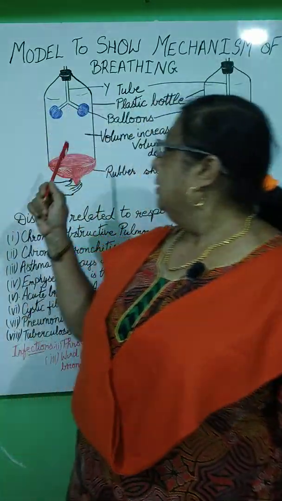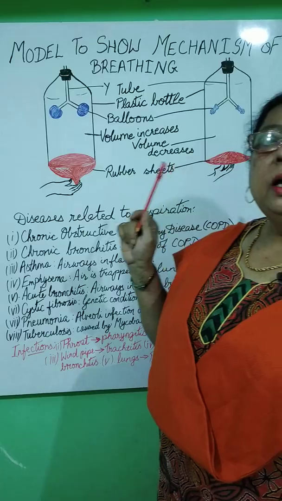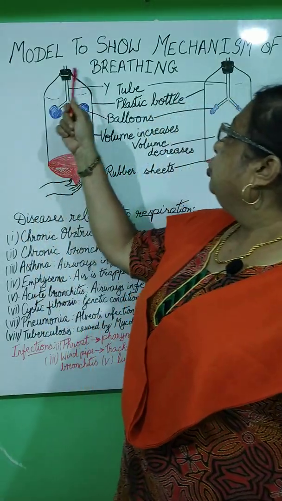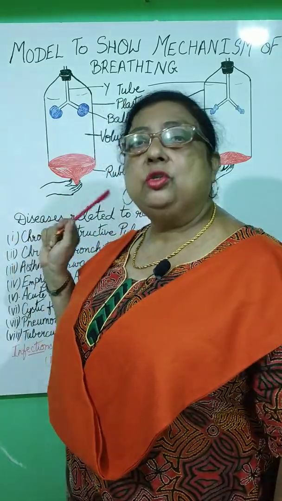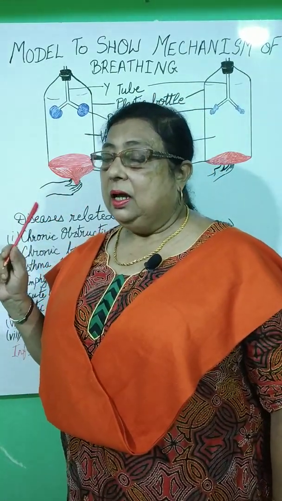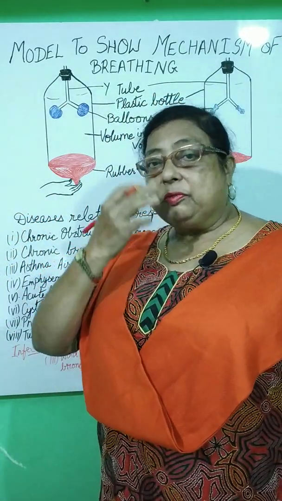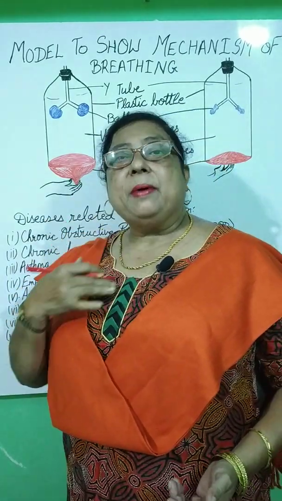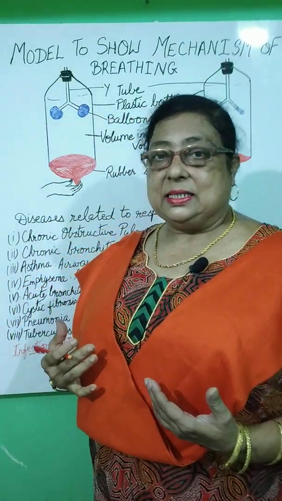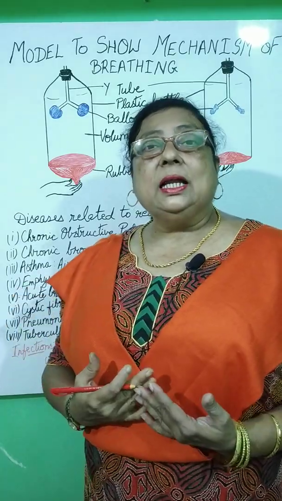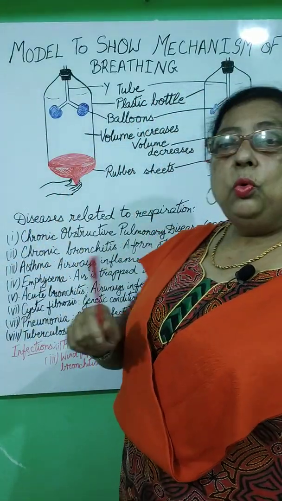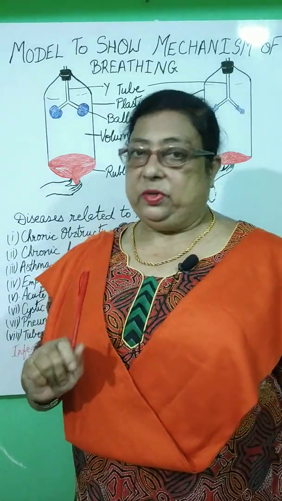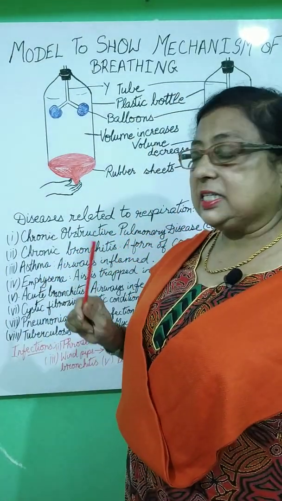Now here on this board is drawn a model to show the mechanism of breathing. So this is a model to show the mechanism of breathing. Now how do you breathe? With the help of the nostrils, and the air through the air passages will go into the lungs. And surrounding the lungs is what? The rib cage. So in this model, there is only one plastic bottle which you take. So you have to take a plastic bottle.